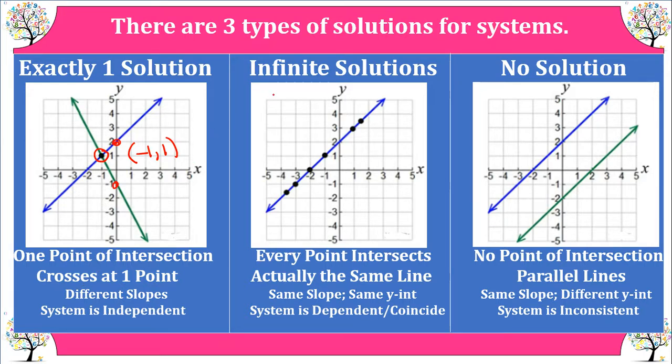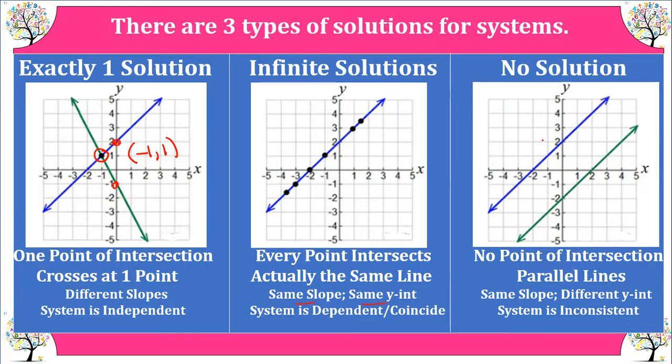Now, let's talk about infinite solutions. Infinite solutions means that the equations are actually the exact same. They have the same slope and the same y-intercept. They coincide with one another. You can't see the green line because it is exactly the blue line and it's lying underneath. So every point on both of these equations or both of these graphs would make the equations true.